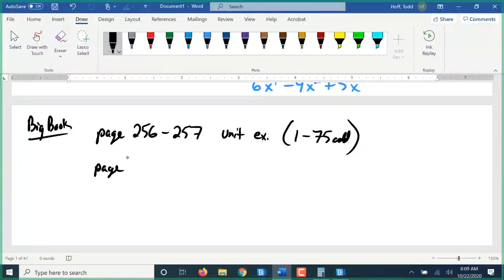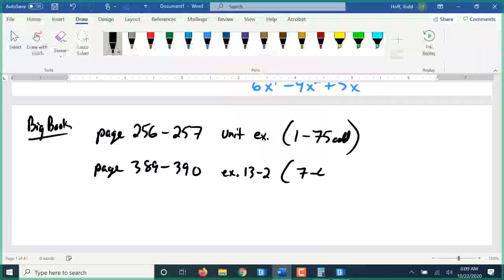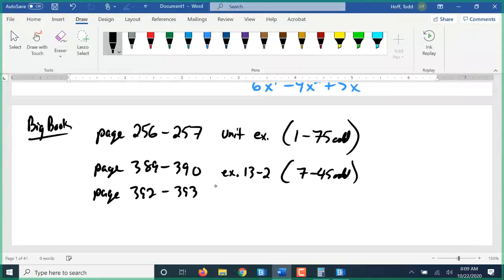Then working with the variables, we got page 389 through 390. Exercise 13-2, 7 through 45, the odd. And page 392 through 393. I'll make those actually look like 9s here. Exercise 13-3, 7 through 45, the odd.